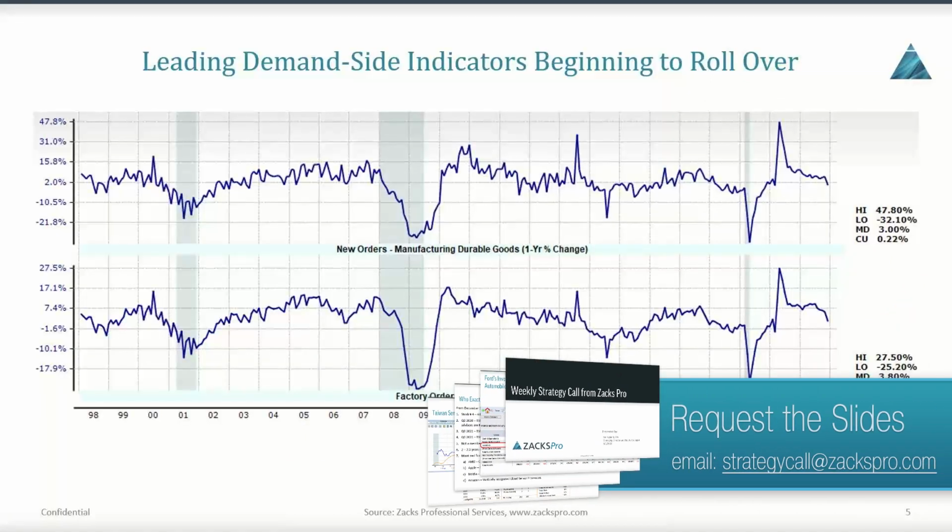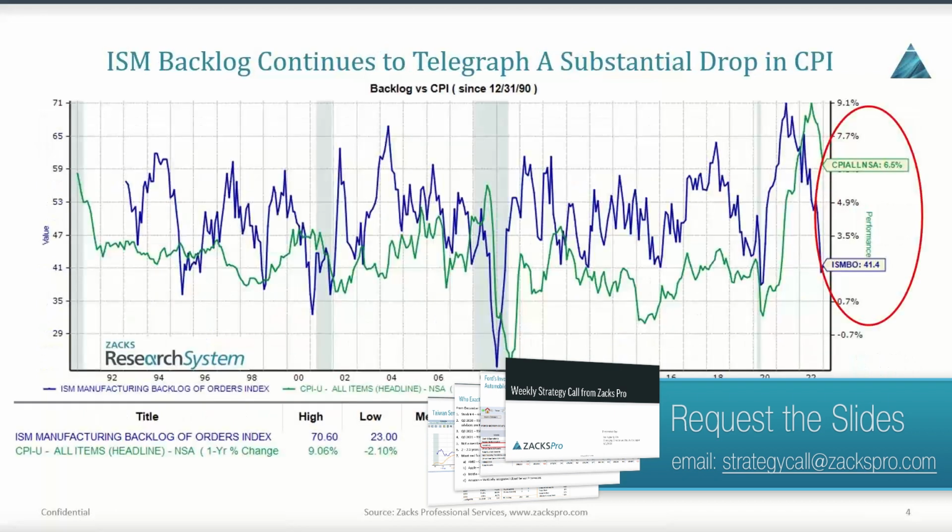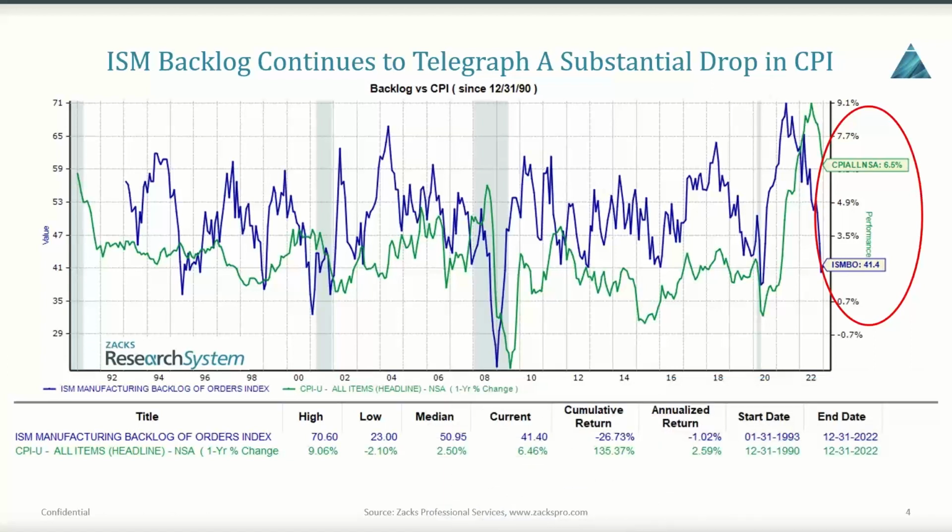I think the backlog has a very, very positive correlation with the CPI, and that's basically telegraphing that CPI is about to roll over, and it now is. You can see that the backlog started to move down well in advance of the CPI moving down. That's about a 6-month lead time.